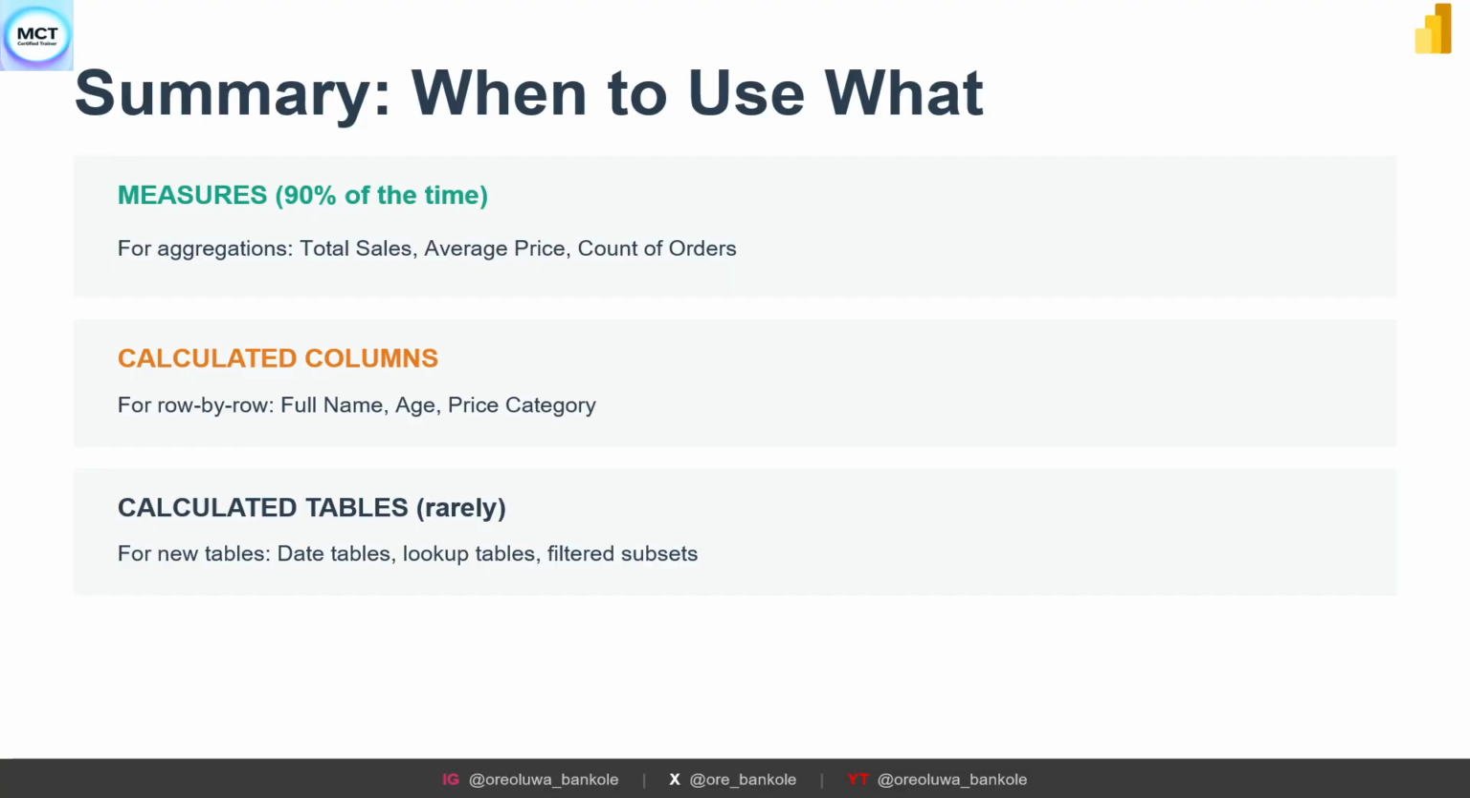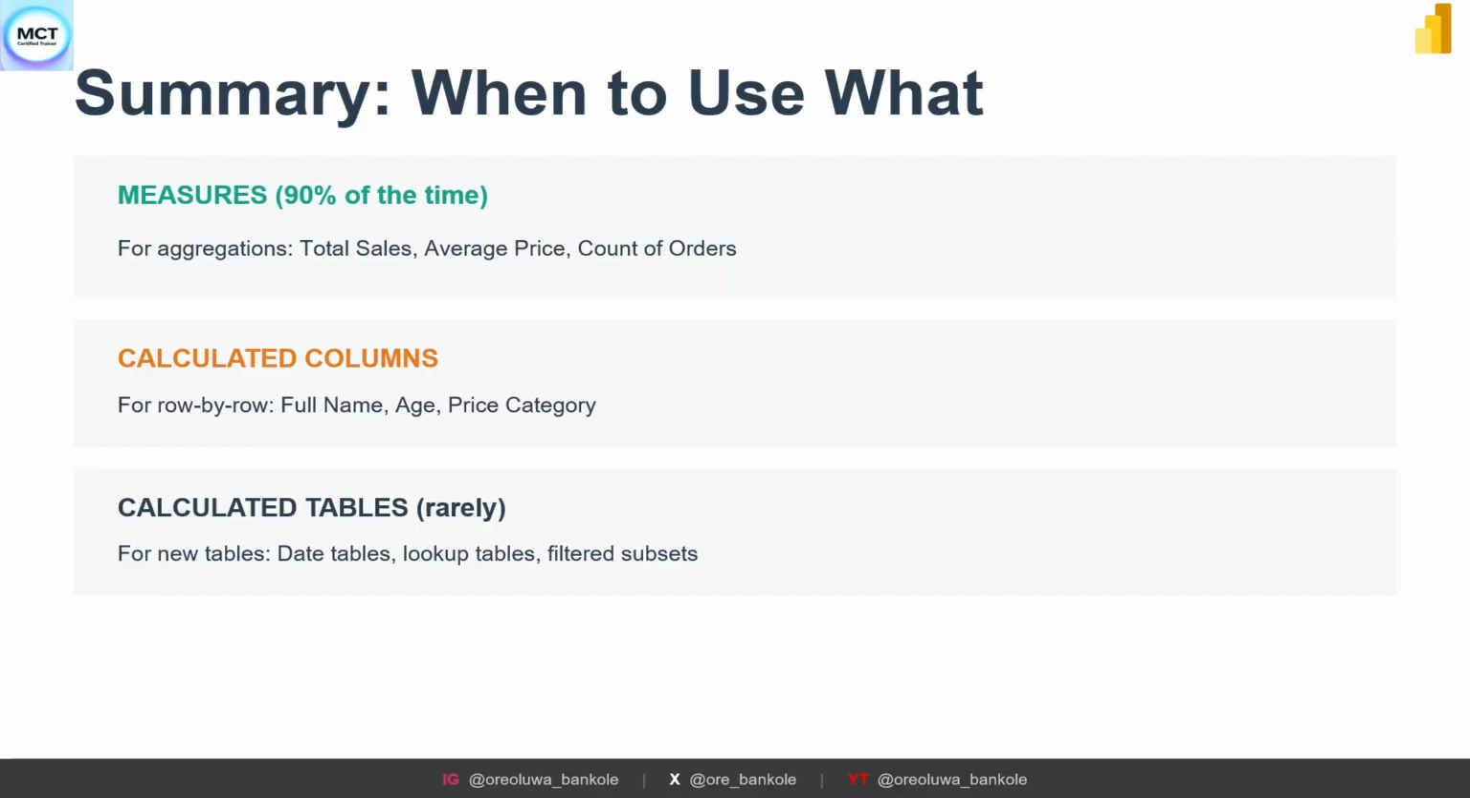Calculated columns work with what? Row context. It allows you to calculate based on each and every row. It is added to the data and it saves more space. So things like age, full name, price category, product category, all these fall under calculated columns. Then we have the calculated table, which is rarely used.